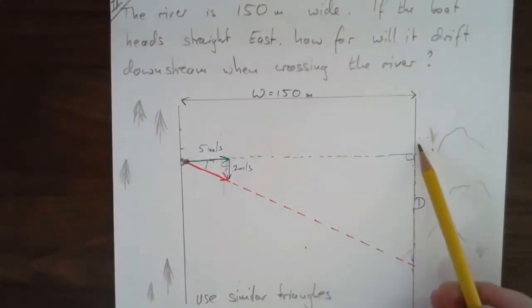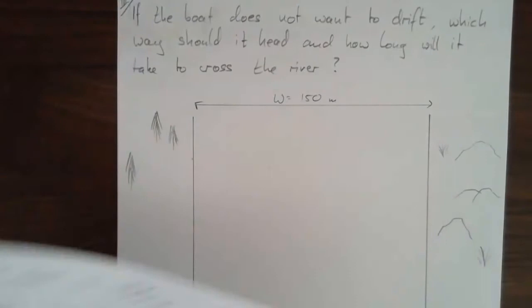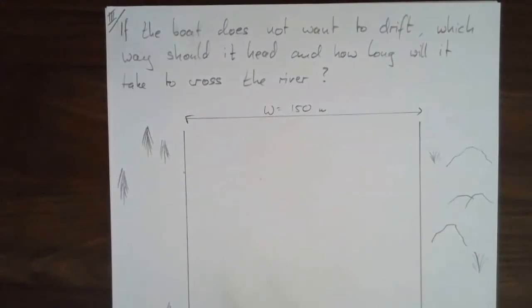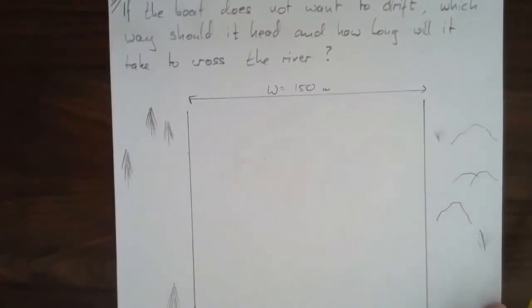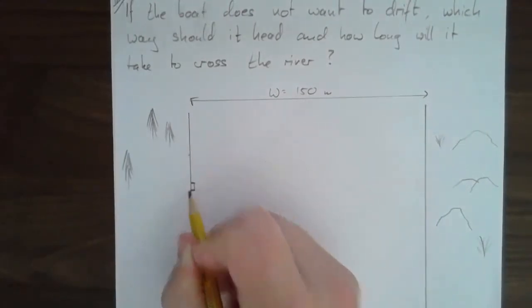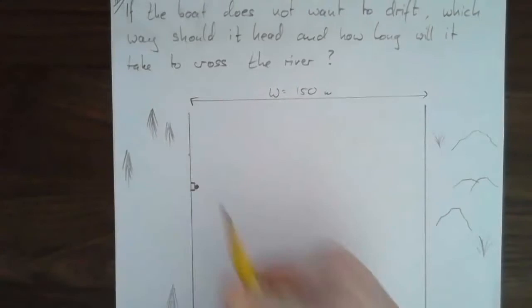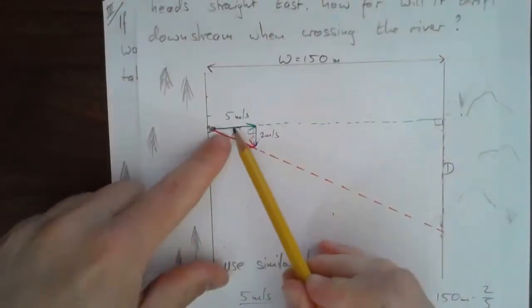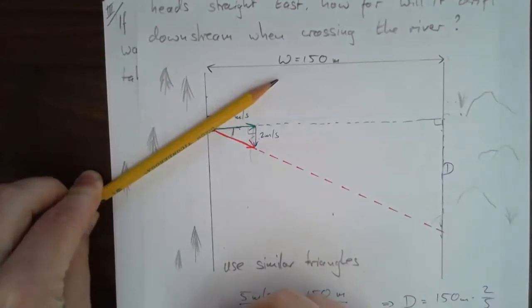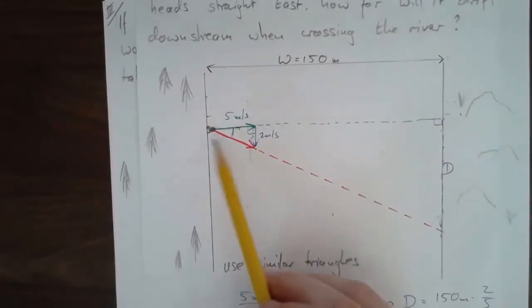So suppose now we do actually want to end up on the other side. What can we do? This is the last part. The boat does not want to drift. Which way should it head, and how long will it take to cross the river? Okay, so here's where we're going to start. Now, your intuition might be the following. Well, okay, if we don't want to drift down, maybe we just take this same angle and sort of aim upwards like this. It's actually going to give you the wrong answer.